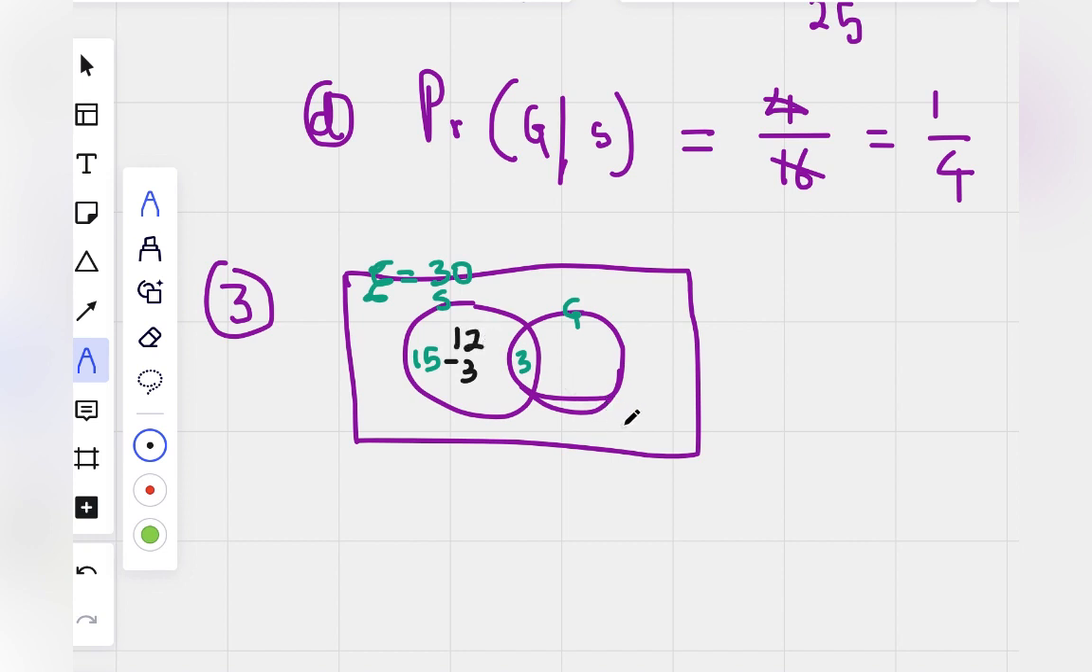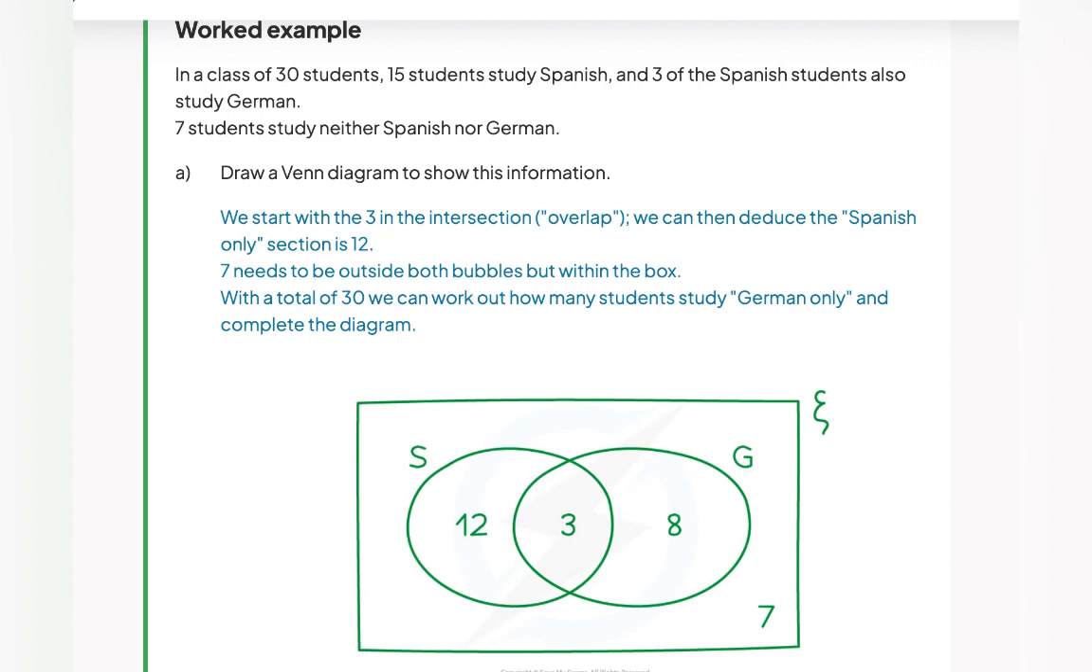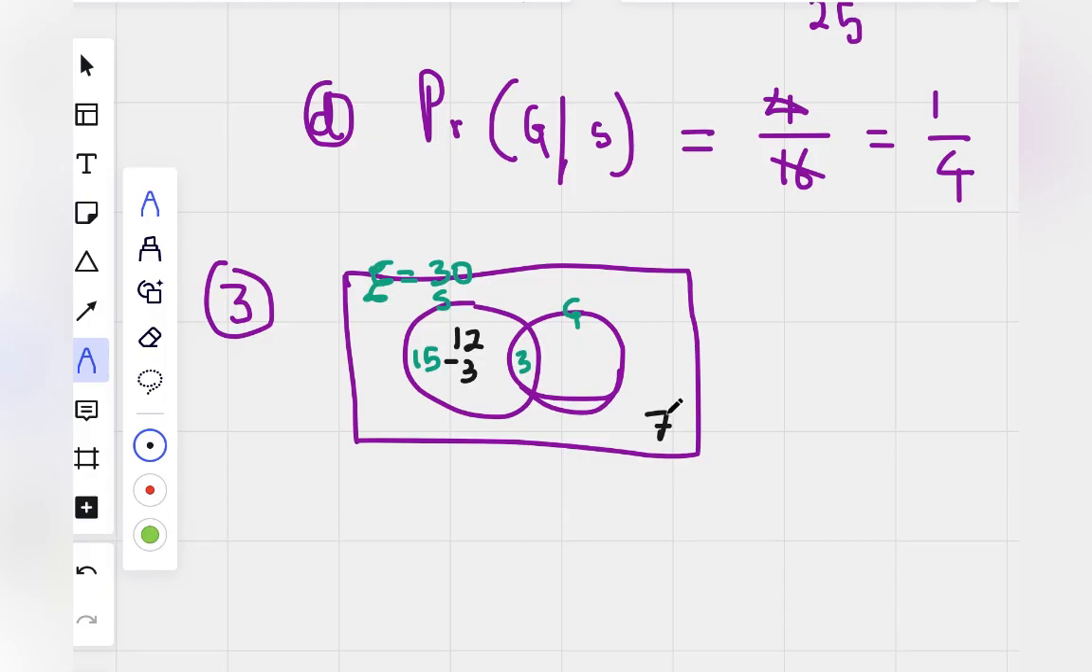You get 12 here. And they've given us that 7 students study neither. Let's double check. 7 students study neither. So 7 goes outside. Here we don't know what it is. We can call it y if you like. You don't know how many students are here who study German only. We can easily find that, because we already know the other regions, and we equate the total to 30.